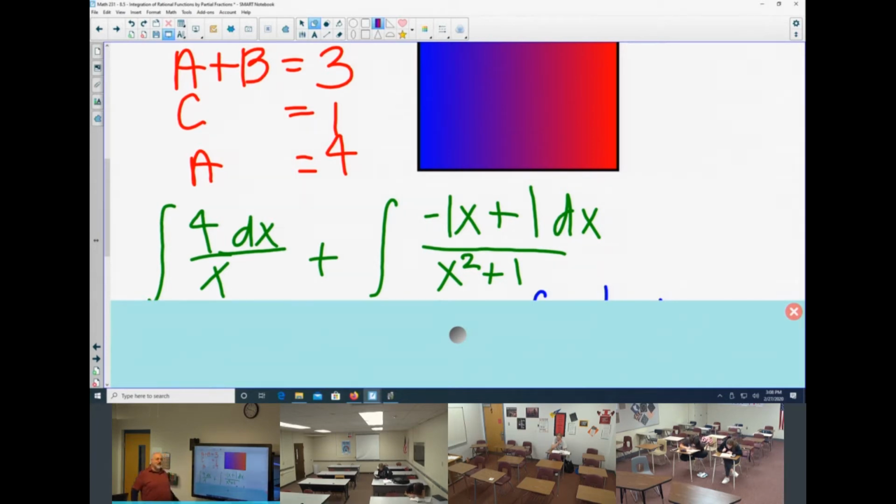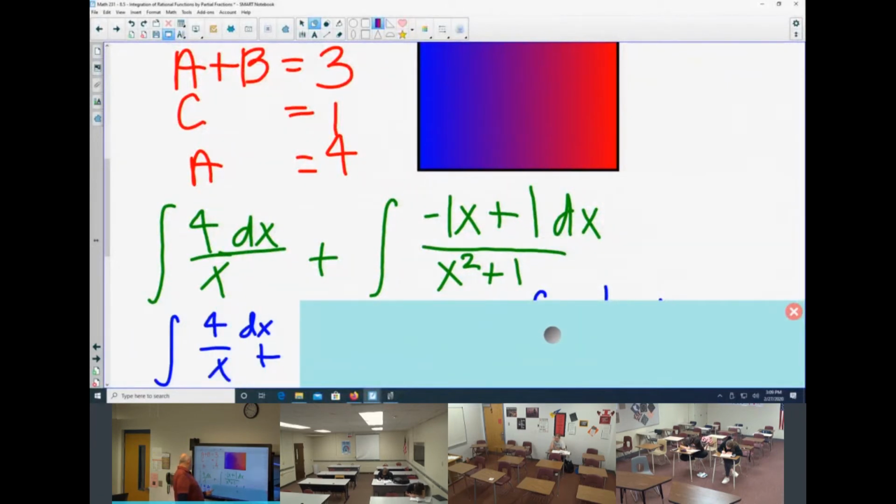Okay, let me give you a hint. Pull the 4 out front. And what's the integral of dx over x? It's natural log of absolute value of x. There you go. So you'll have 4 natural log of the absolute value of x. Okay.